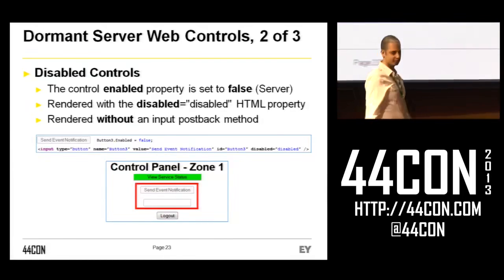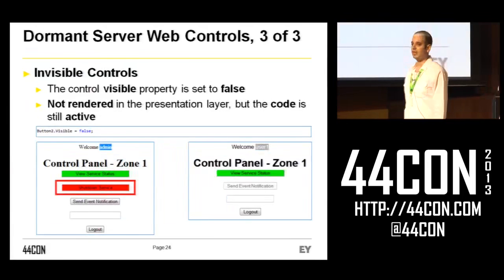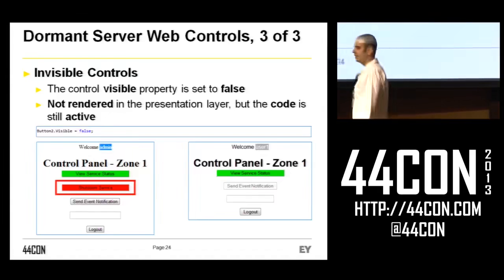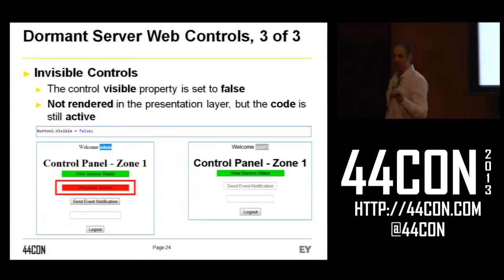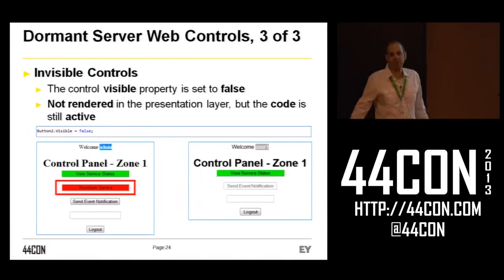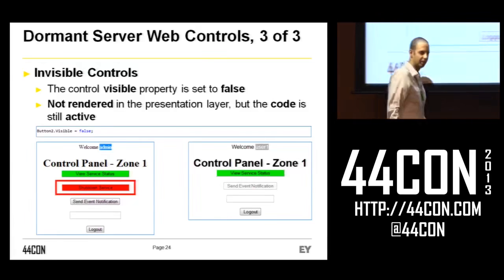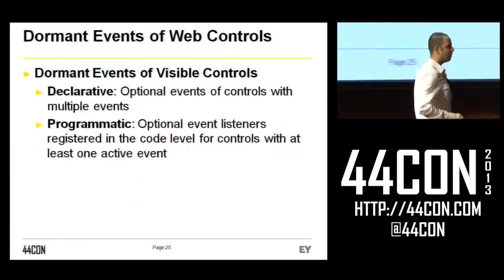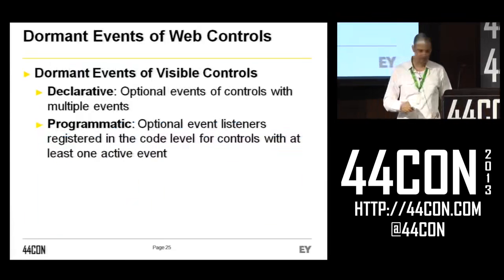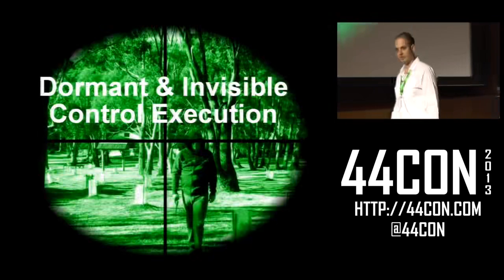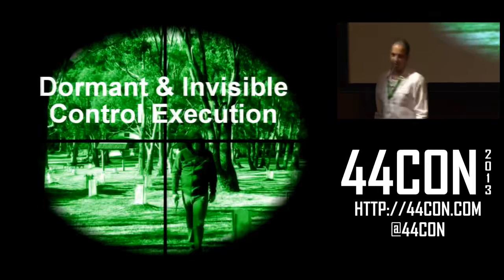And the third type, that's the real deal. Invisible controls aren't even rendered to the client side. The hash code of the control doesn't even exist in the event validation field. And there's no client-side representation as long as you turn the visible property off or to false in the server side. So there's a number of different controls which are considered dormant, and there's a number of different techniques to execute them. And we'll start by doing it manually and then automatically using the vehicle extension.